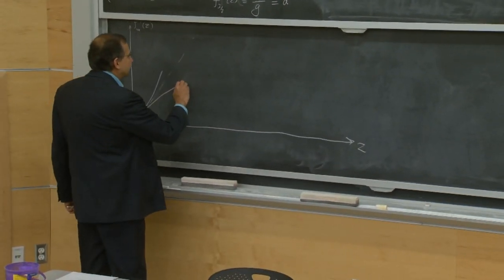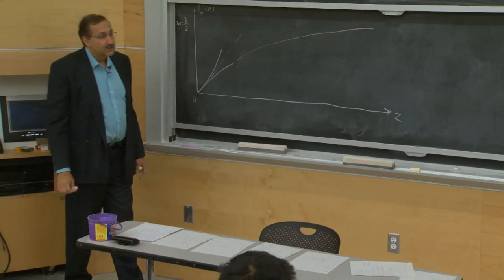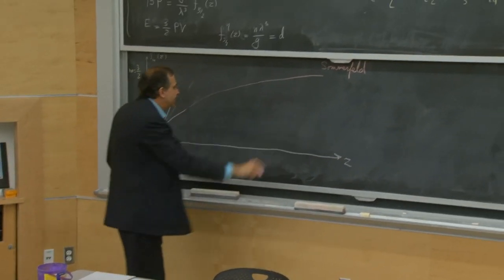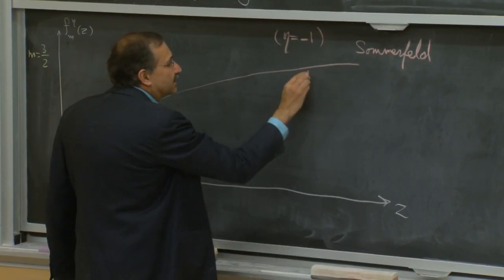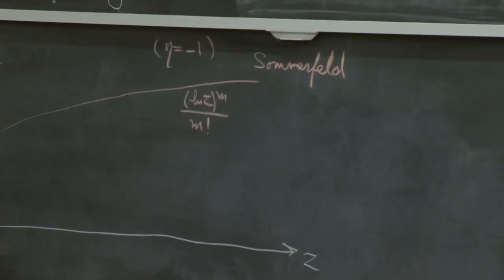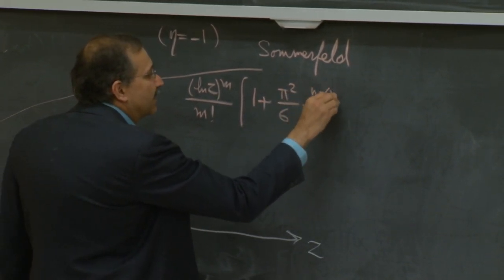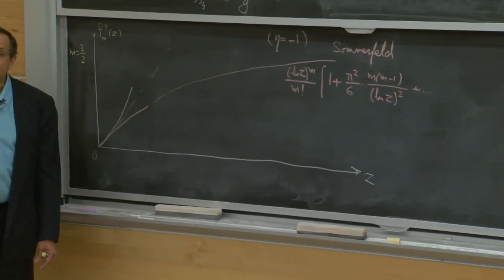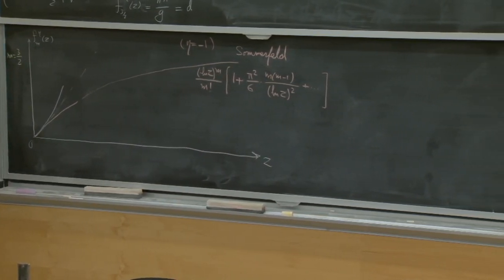And what we found was that at large values, this function satisfies the asymptotic form that is provided by the Sommerfeld formula, which states that f_m of z for the case of fermions, so this is η equals minus 1, is (log z)^m divided by m factorial. Of course, again, we are interested in m equals 3/2. Times 1 plus π²/6 m(m−1)/(log z)² and higher order inverse powers of log z, which one can compute. But for our purposes, these two terms are sufficient.